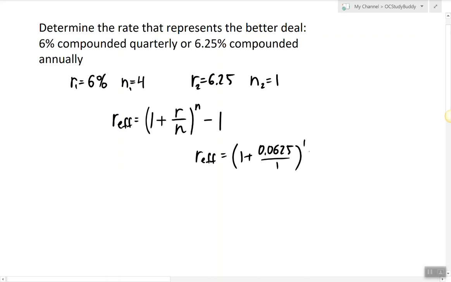So we have 0.0625 divided by 1 to the power 1 minus 1. It will be exactly 0.0625. So the effective annual interest rate is 6.25%, which is expected.